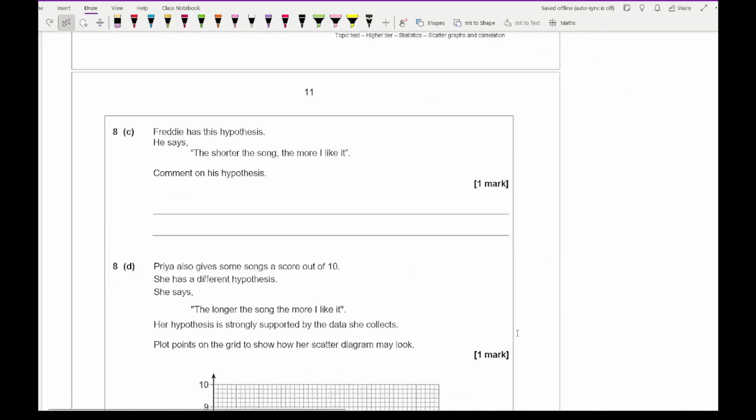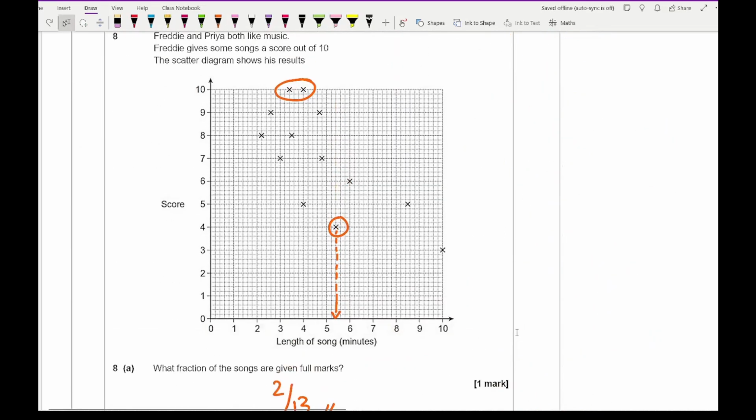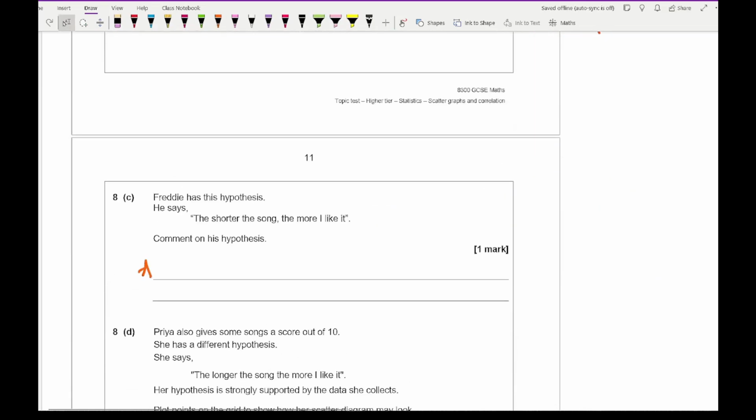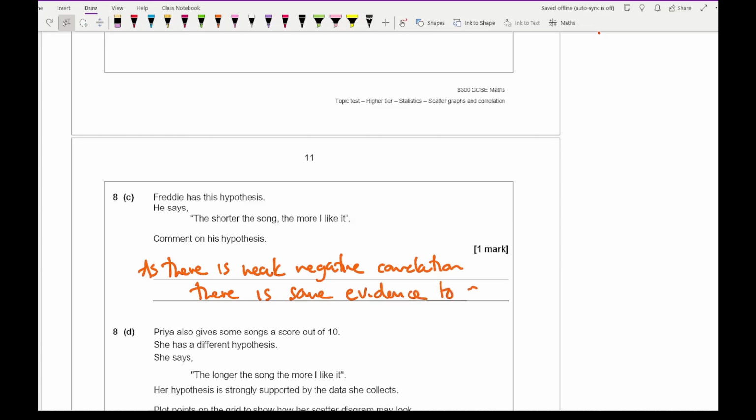So it's going to be 5 minutes and 24 seconds. Then moving on to question 8C, it says Freddie has the hypothesis. He says the shorter the song, the more I like it. Comment on his hypothesis. Well, looking at the scatter diagram, you can see weak negative correlation. So as there is weak negative correlation, there is some evidence to support his hypothesis. And again, the hypothesis is just an opinionated statement.